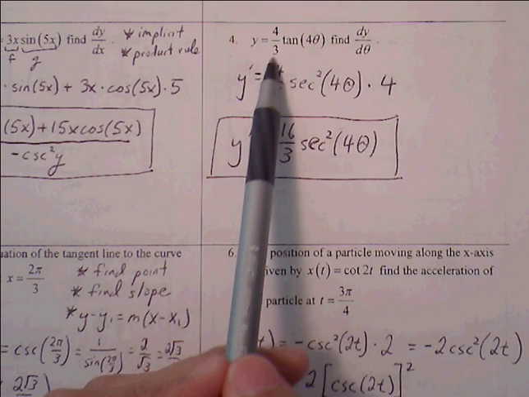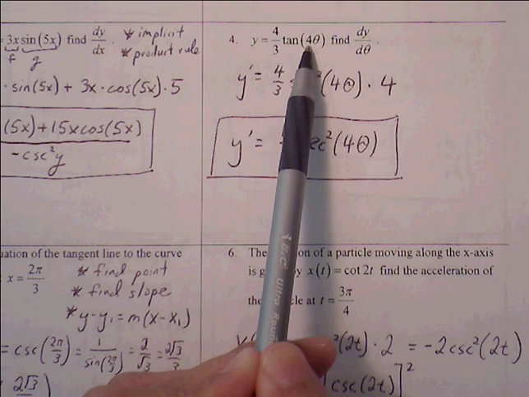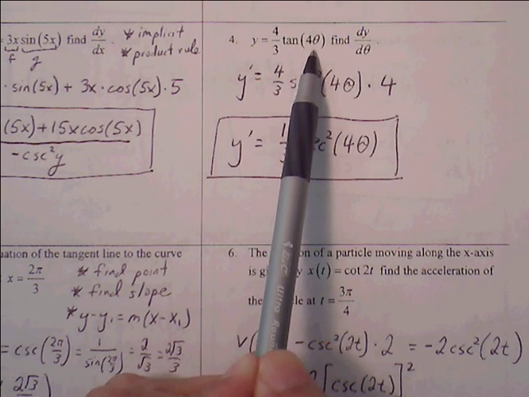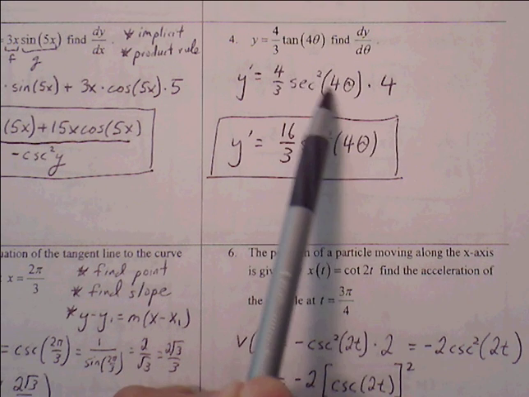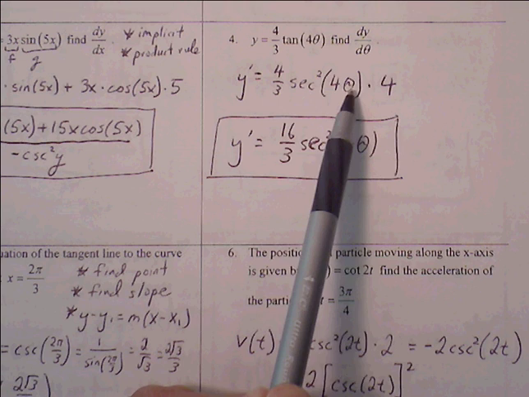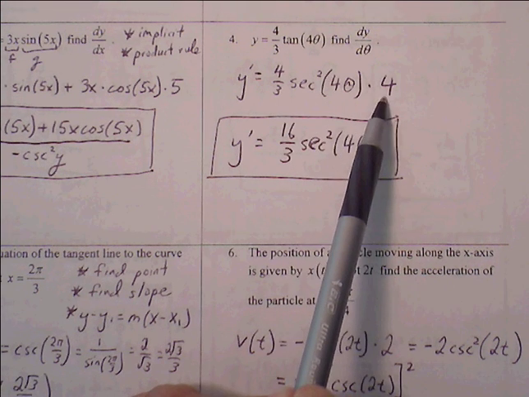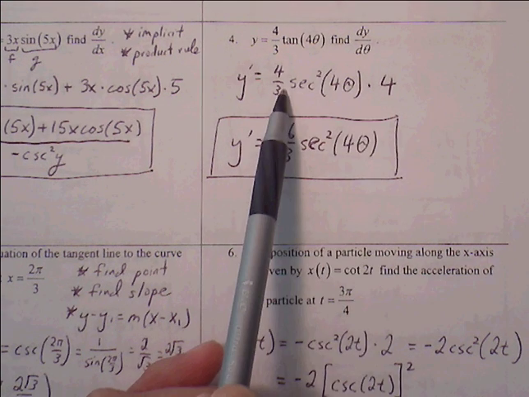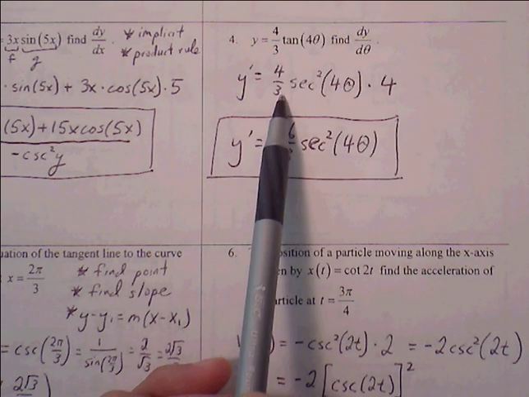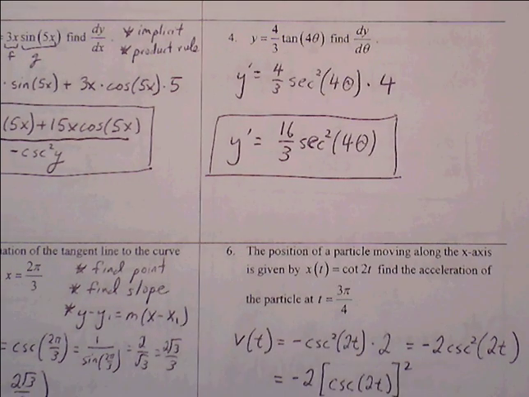Number 4, we have 4/3 tangent of 4 theta. 4/3 is just a coefficient, so really just take care of the tangent of 4 theta. So the derivative for tangent of u is secant squared of u times u prime. Our u value is 4 theta, so the derivative for 4 theta is simply 4. So we have our derivative. We can just clean this up a little bit, bring this 4 out in front to share with the coefficient, so 16 over 3 secant squared of 4 theta.